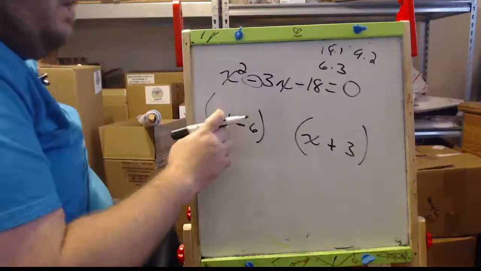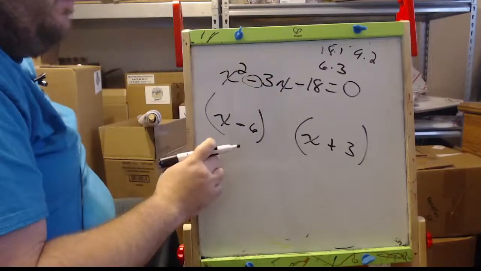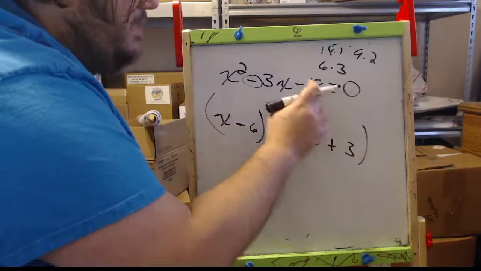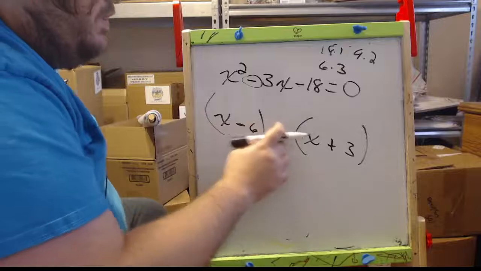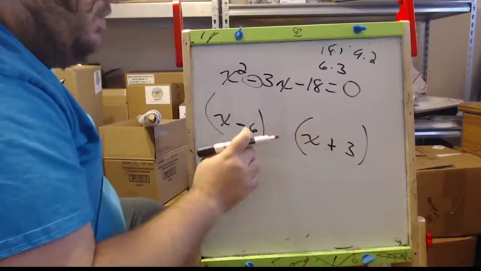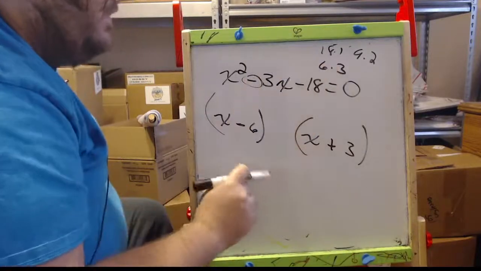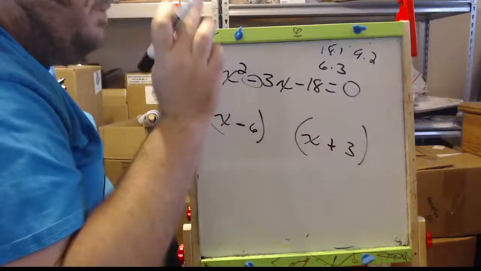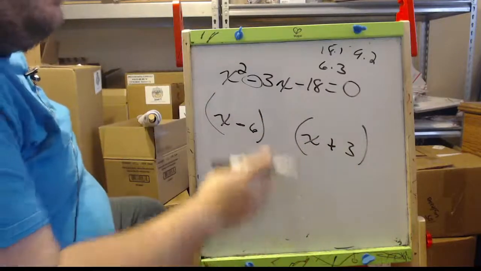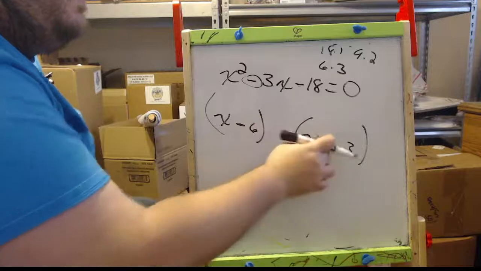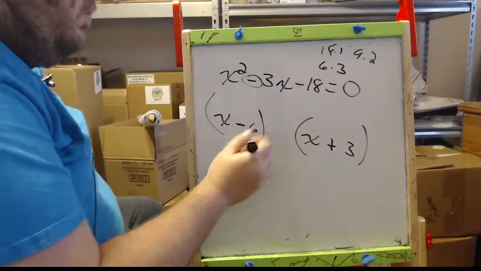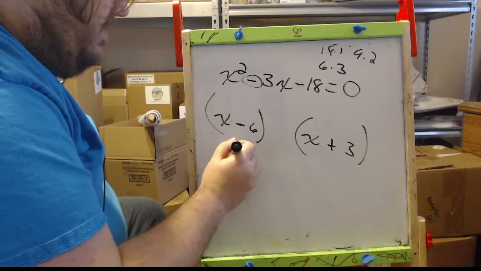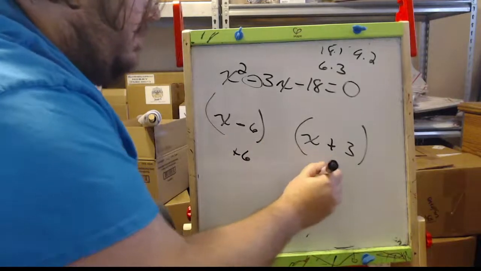So if we work this out, x times x is x squared. Negative 6 times positive 3 is negative 18. Then negative 6 times x is negative 6x, and 3 times x is positive 3x, so negative 6x and a positive 3x gives negative 3x. There. So set them equal to 0. If you set them equal to 0, you're going to get positive 6 and negative 3.